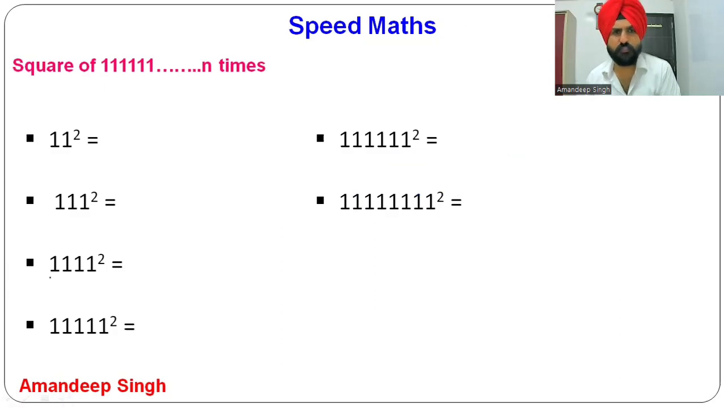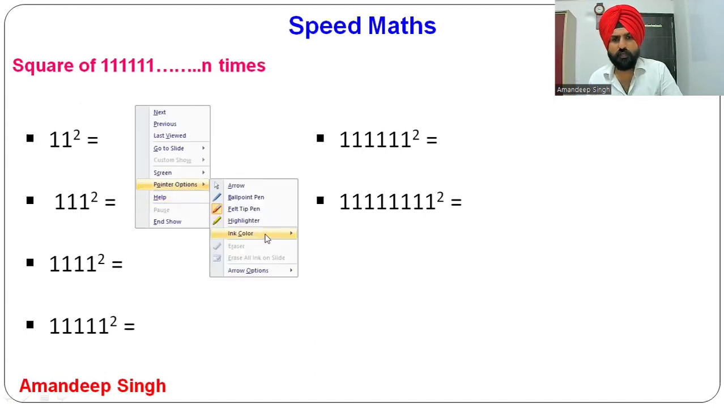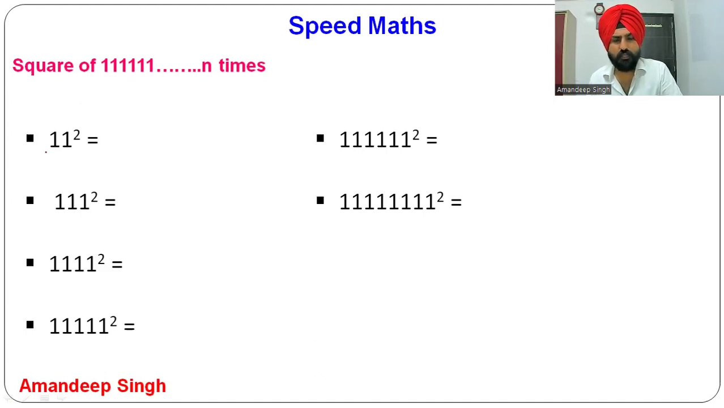Let's move on to the next one. That is the square of 1111 n times. So if you want to find the square of a number which contains only ones, again the pattern is very easy. 11 square, everyone knows it's 121. If not, I will tell you how to find it. Just listen to me very carefully.